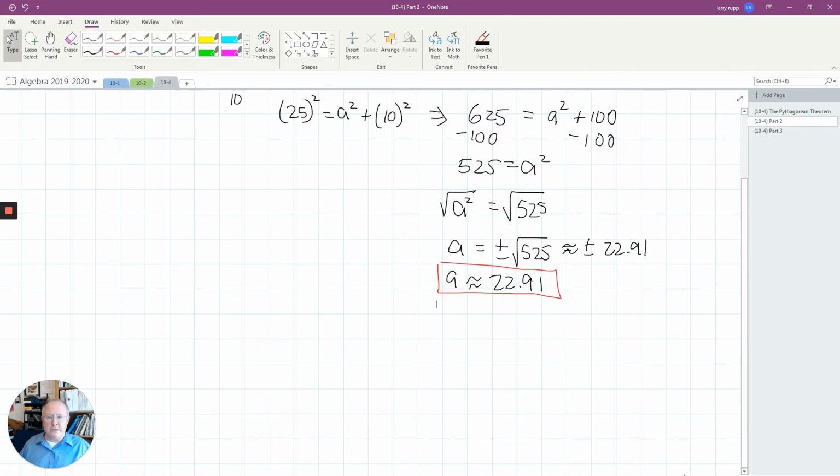So the next thing that we're going to go into is something called Pythagorean triples.